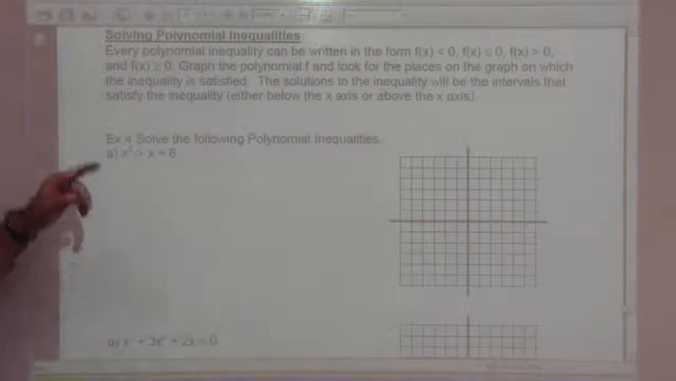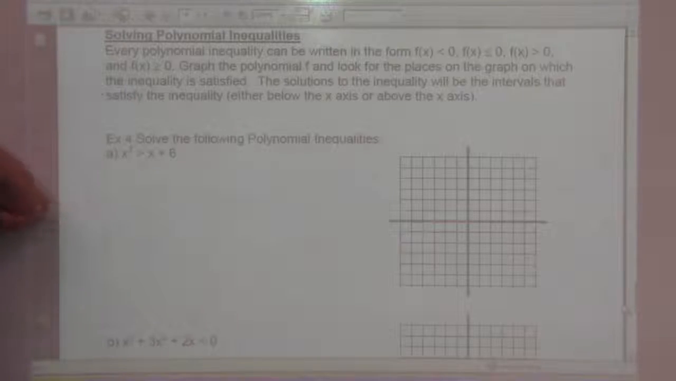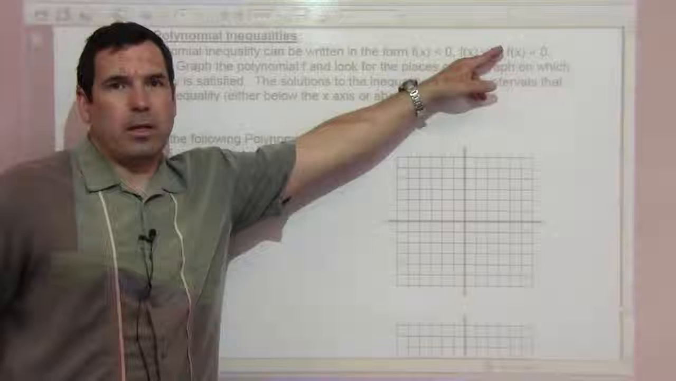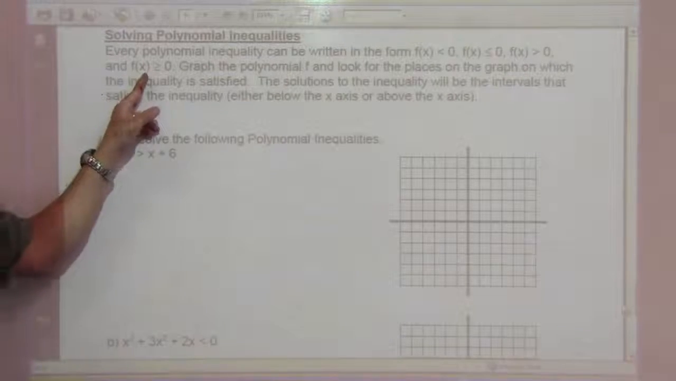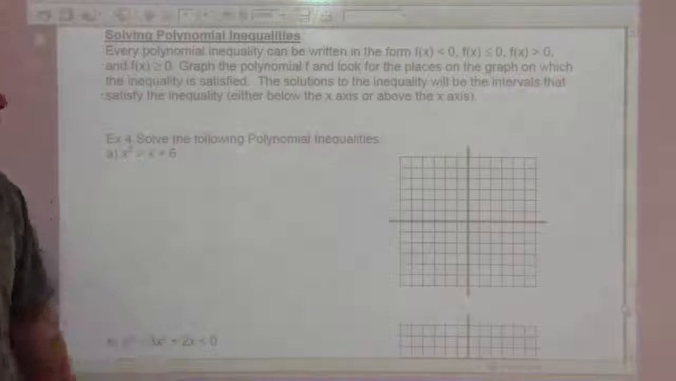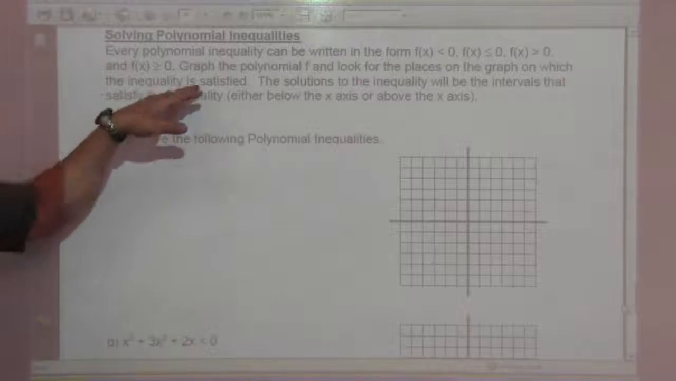Solving polynomial inequalities. Every polynomial inequality can be written in the form f of x is less than 0, f of x is less than or equal to 0, f of x is greater than 0, or f of x is greater than or equal to 0. So you're going to graph the polynomial f. So just graph f and look for the places in the graph in which the inequality is satisfied.